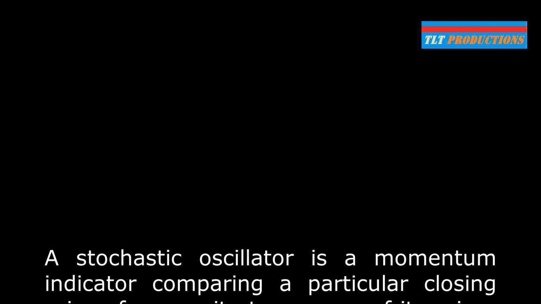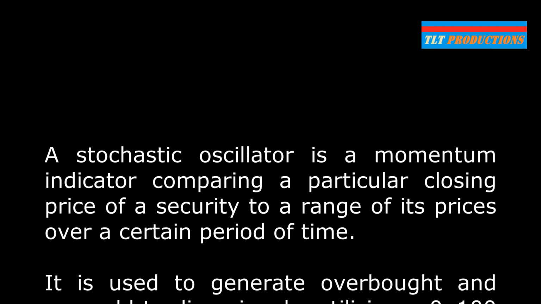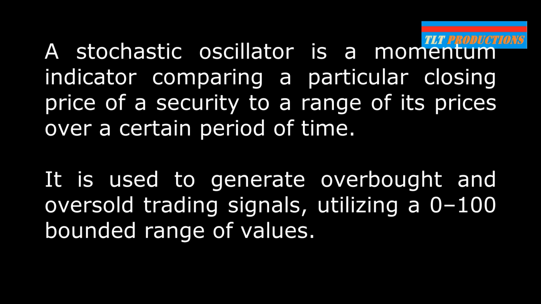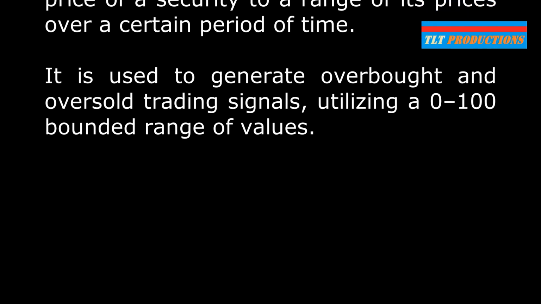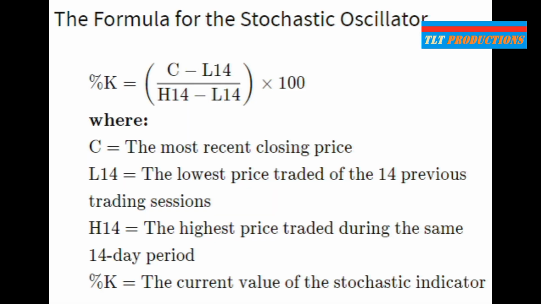A stochastic oscillator is a momentum indicator, comparing a particular closing price of a security to a range of its prices over a certain period of time. It is used to generate overbought and oversold trading signals, utilizing a 0 to 100 bounded range of values.